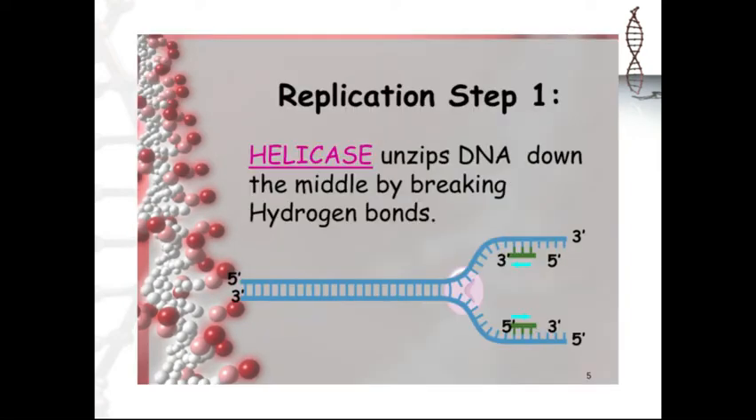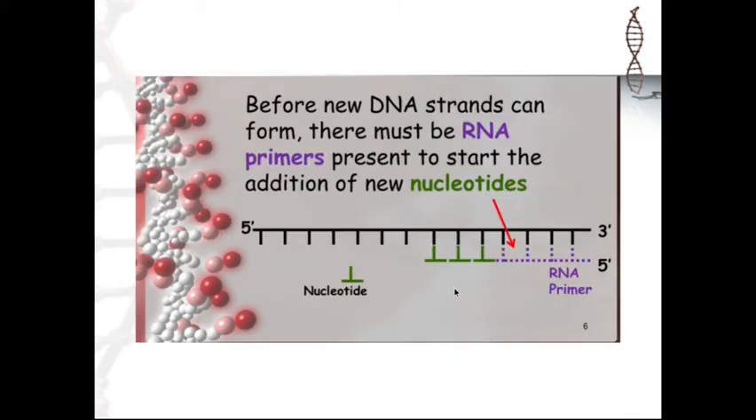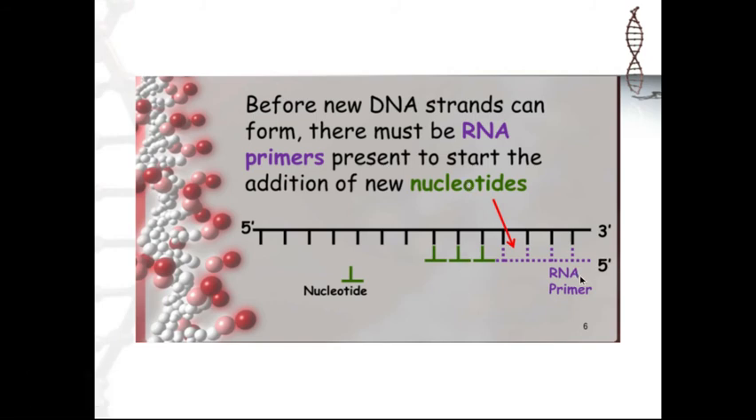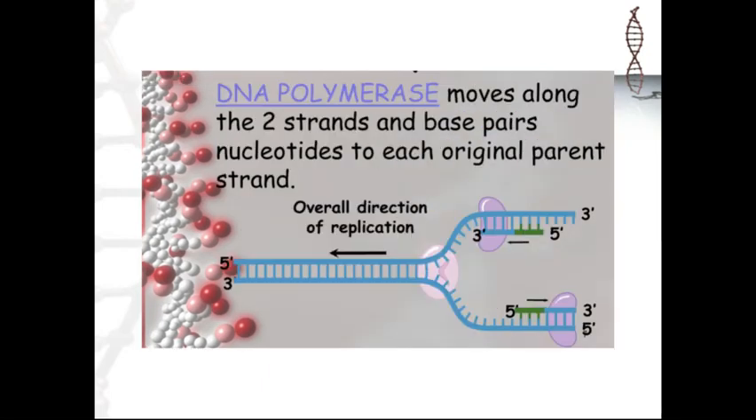So going back, helicase unzips the DNA, and then that DNA can split apart. Now there's room for the nucleotides to come in. Again, ignore the purple RNA primer part. Okay, now that we have these nucleotides, though, the polymerase moves along and base pairs nucleotides to each original parent strand. So it helps those new nucleotides, like these green ones, connect with the bases of the original parent strand by reconnecting hydrogen bonds. Okay, so helicase unzipped them. Polymerase is going to go through and reform them.